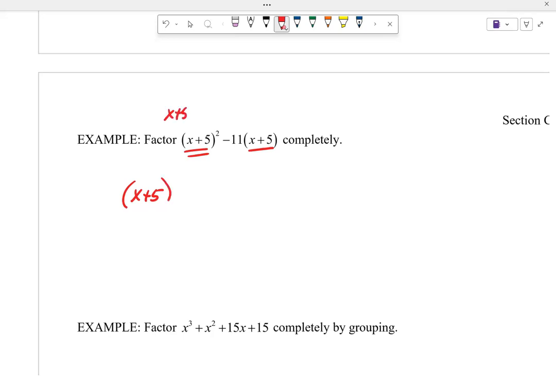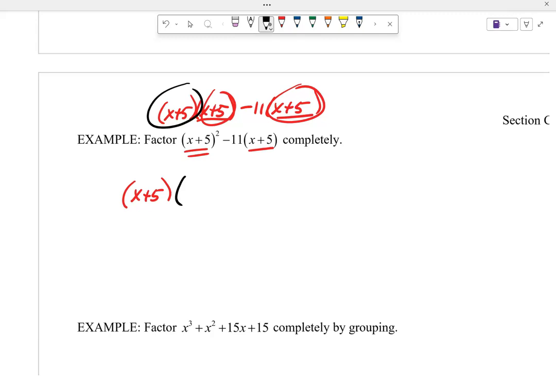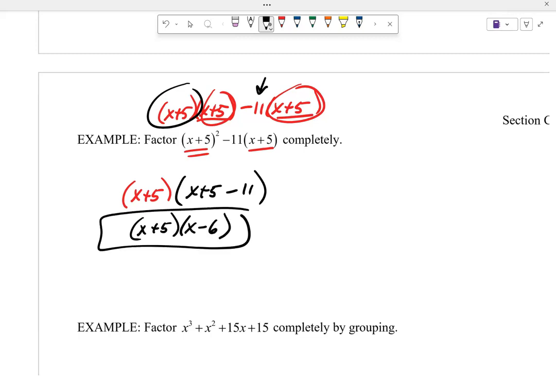Maybe you want to write it like this: x plus 5 minus 11 times x plus 5. So they both share that x plus 5. I'm going to pull that out front. And then what am I left with? Well, I still have an x plus 5 from the first one and a minus 11. I can combine the 5 minus 11. So I have x plus 5 and x minus 6, and I'm all done with that one.